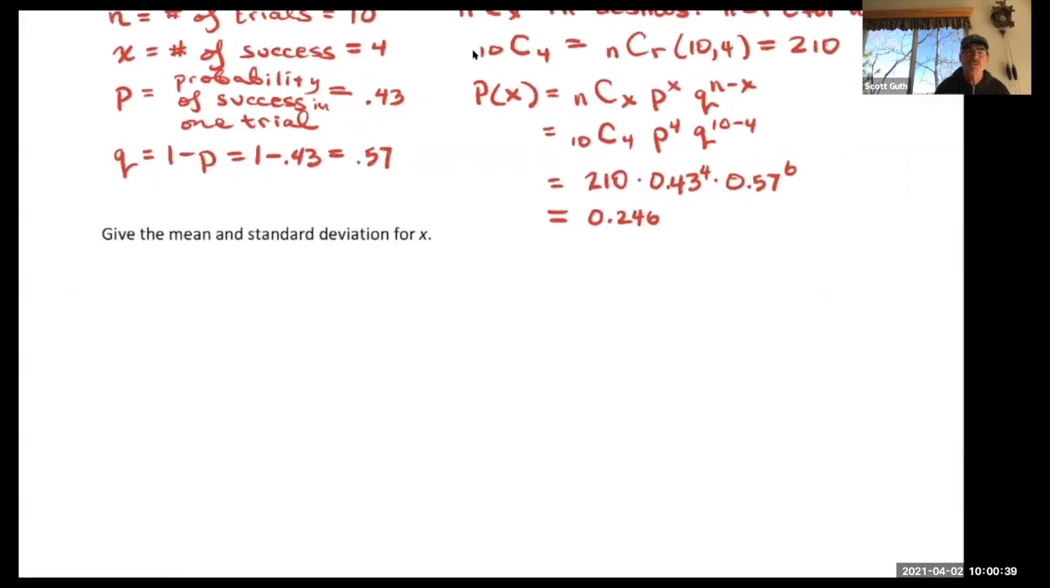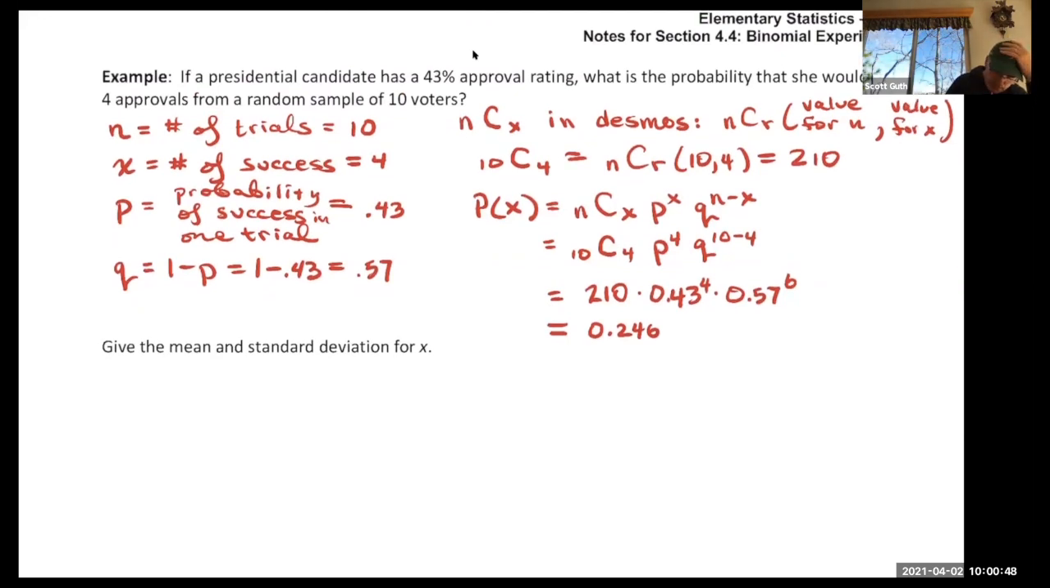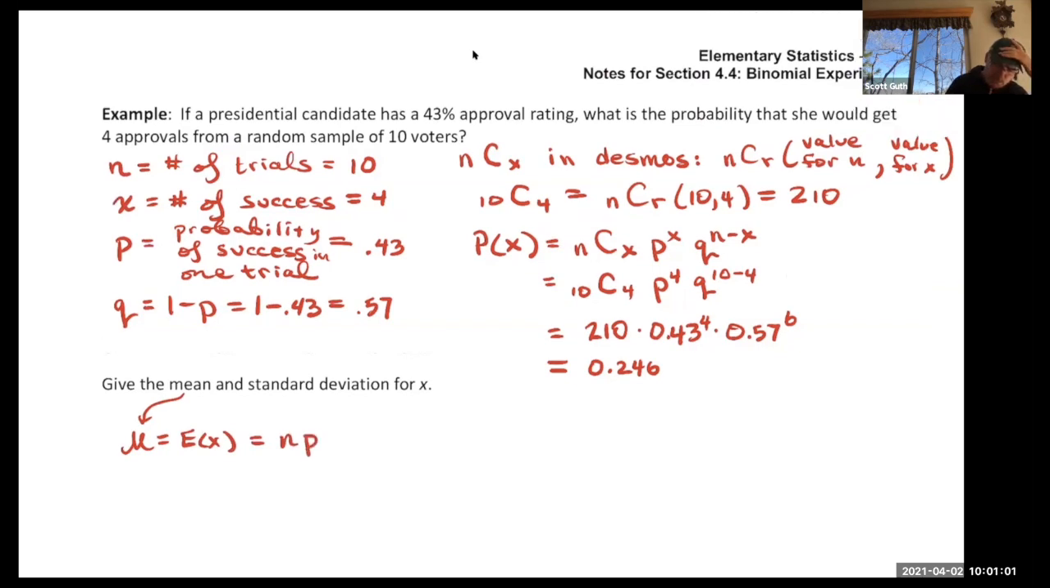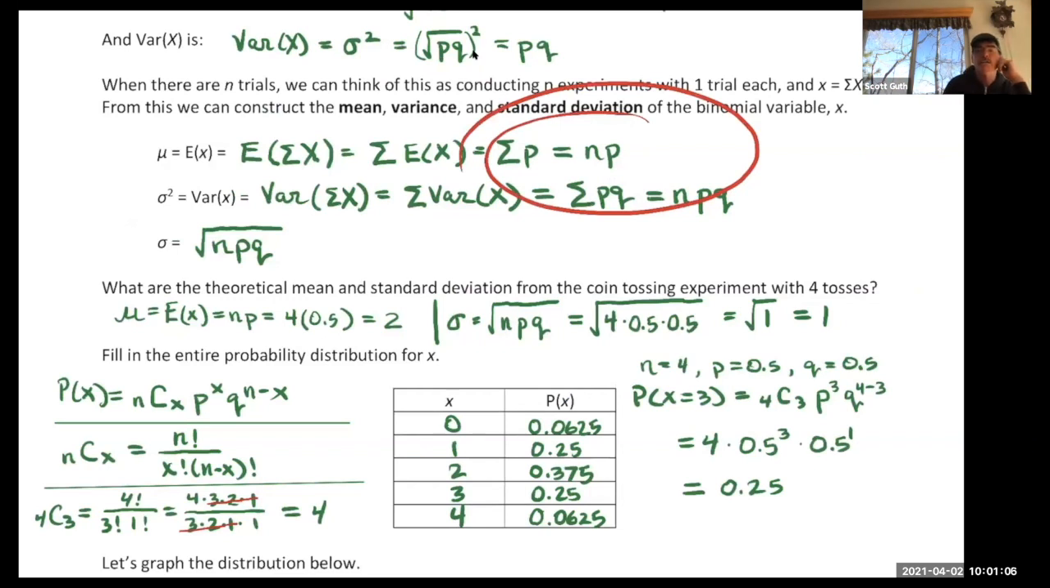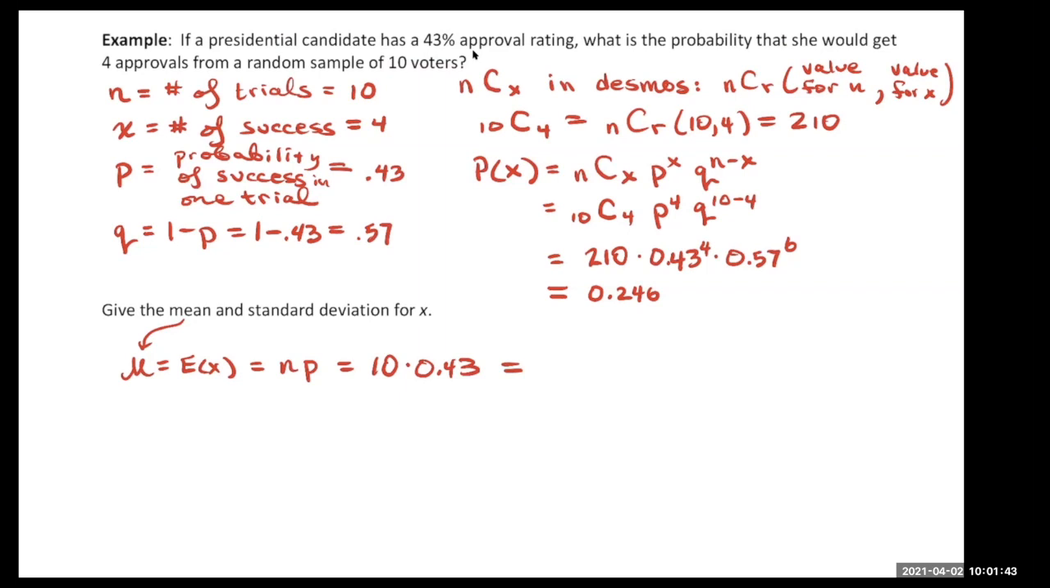Okay, and then it's asking for the mean and the standard deviation for the number. And again, you're doing an approval rating from 10 voters. So I'll just remind you the formulas for the mean. Mu is the mean or the expected value, E of X. The expected number of successes is the formula NP. So we did that way back here. And while I'm at it, the standard deviation is the square root of NPQ. Okay, so I'll grab those for this next bit. Mu is NP, N was 10. P was the probability of success, which is 0.43. So 10 times 0.43. What's that? 4.3. Yeah, 4.3.